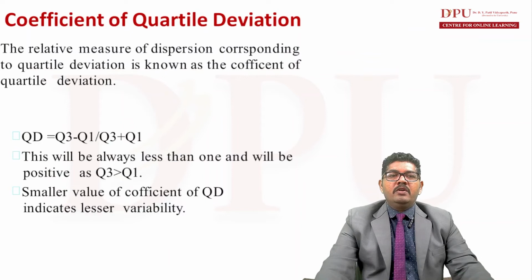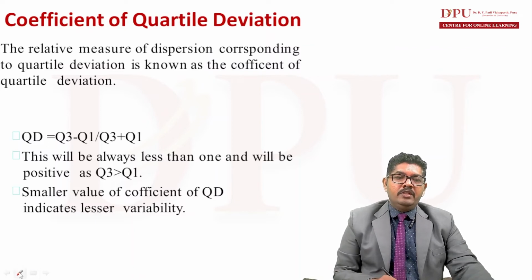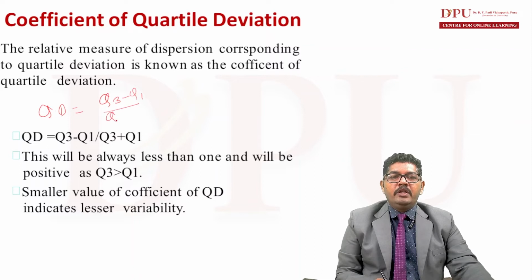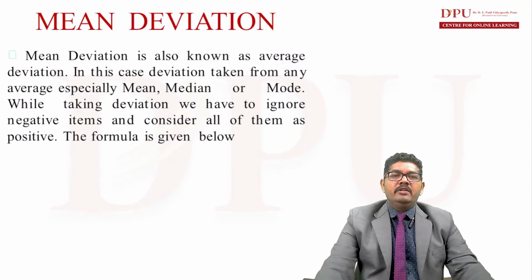What we need to calculate coefficient of quartile deviation, because the value of coefficient of quartile deviation always lies between 0 and 1, and that's why by knowing the value of coefficient of quartile deviation we can compare different data sets. The relative measure of dispersion corresponding to quartile deviation is known as coefficient of quartile deviation. It is calculated by using this formula: coefficient of quartile deviation is equal to Q3 minus Q1 divided by Q3 plus Q1. So the value of this particular coefficient is always between 0 and 1, and that's why it helps us to compare two different data sets.